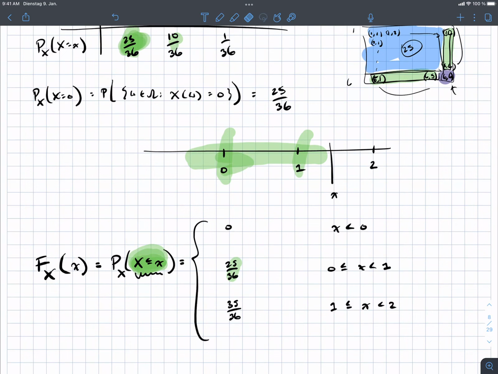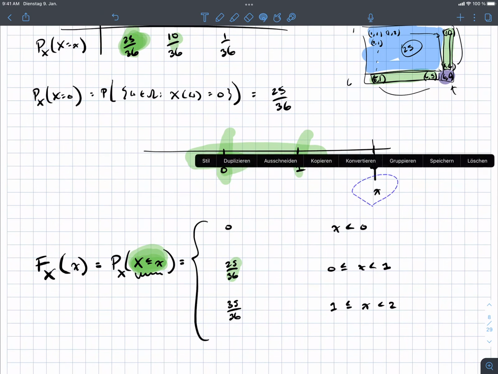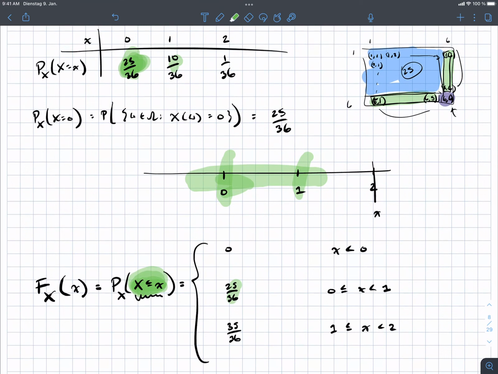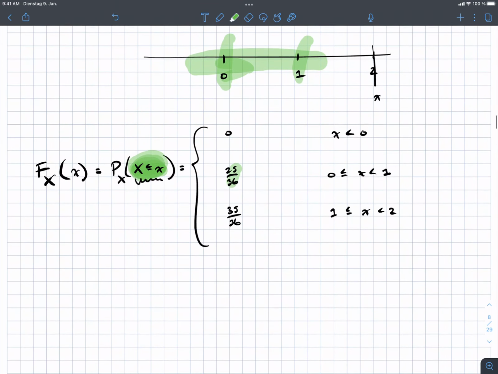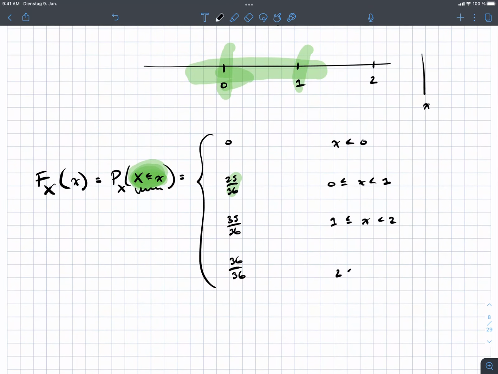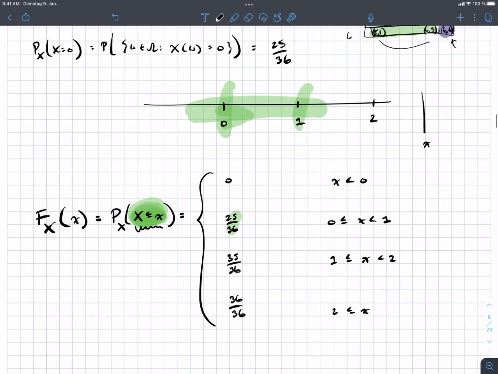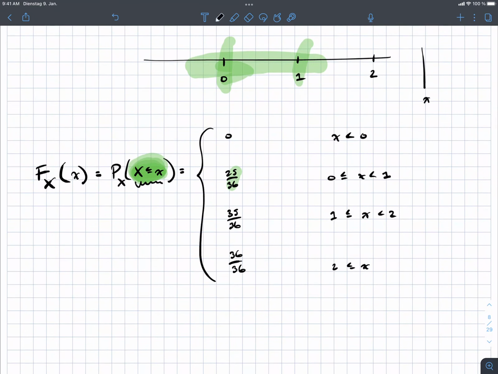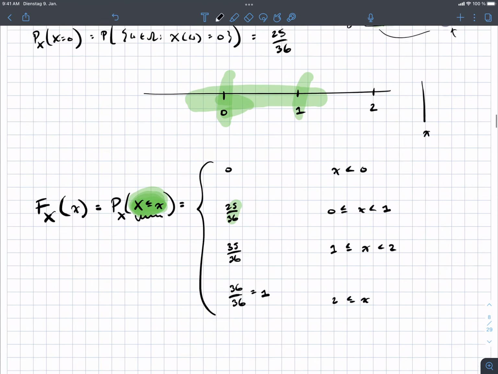And now if I put little x equal to 2, then I would sum all of these probabilities to get the probability that X is less than or equal to little x. And so I would get 36 over 36. And I would get that even if I put a little x greater than 2. So for all x greater than 2, it's going to be 36 over 36, which we know is equal to 1. So that's how we can write down a CDF, a cumulative distribution function, in a simple example.